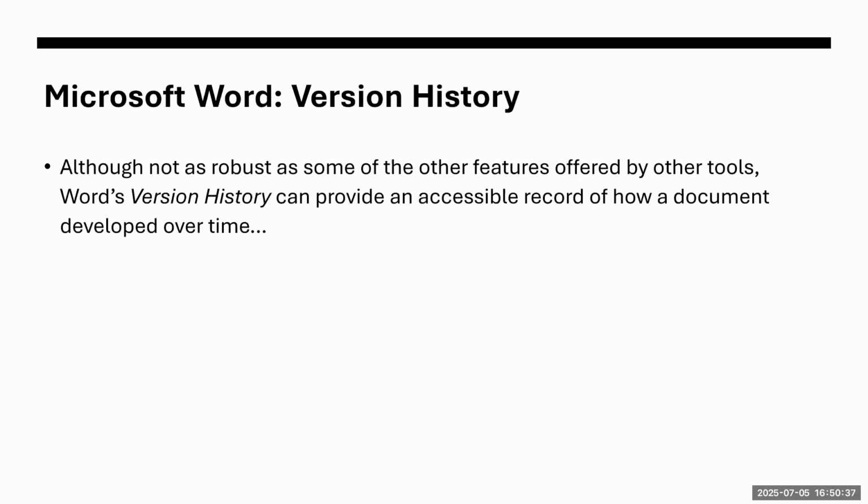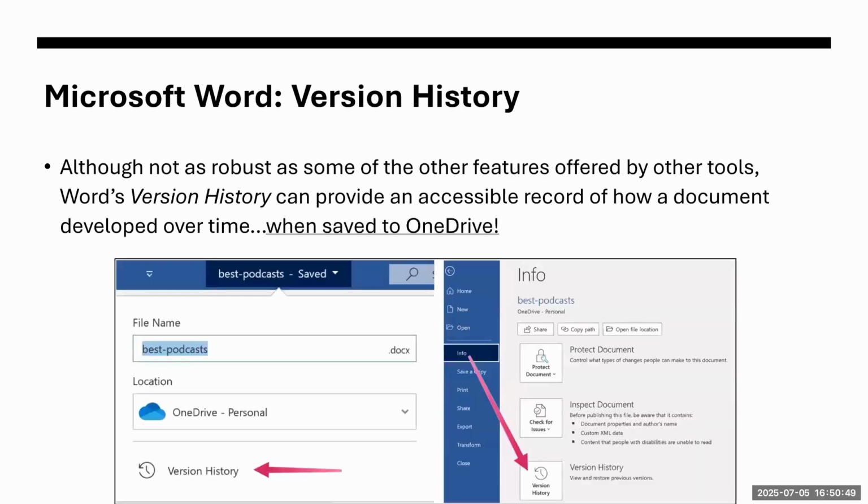So it's not as robust as those things that we were looking at. It wasn't tailored to do those things yet, but the version history of a document, if you've never looked at it, can give you a sense of how the document has developed over time. When it is saved to OneDrive, keyword, the document must be saved to the cloud so that the student and the teacher or whoever's looking at the document can access the version history.